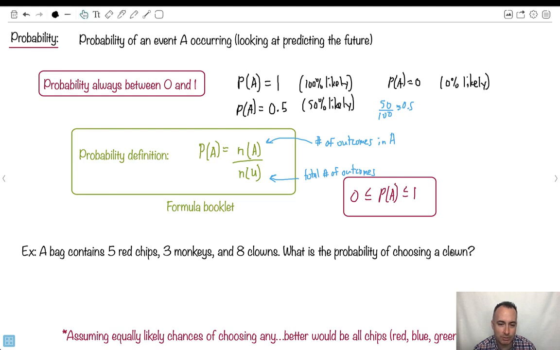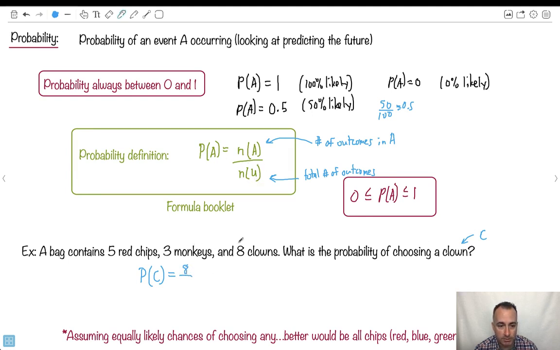What's the probability of choosing a clown? It's a bit of a ridiculous example, because if you're actually choosing, you'll probably feel the clown, whatever. But let's just assume you're picking randomly. What's the chance? Well, I like to write it with the letters, so I'll say C for clown. The probability of choosing a clown, I want P of C. Well, it's going to be the number of outcomes in clown. In other words, how many clowns are there? Well, there are 8 clowns. I divide that by the total number of outcomes.